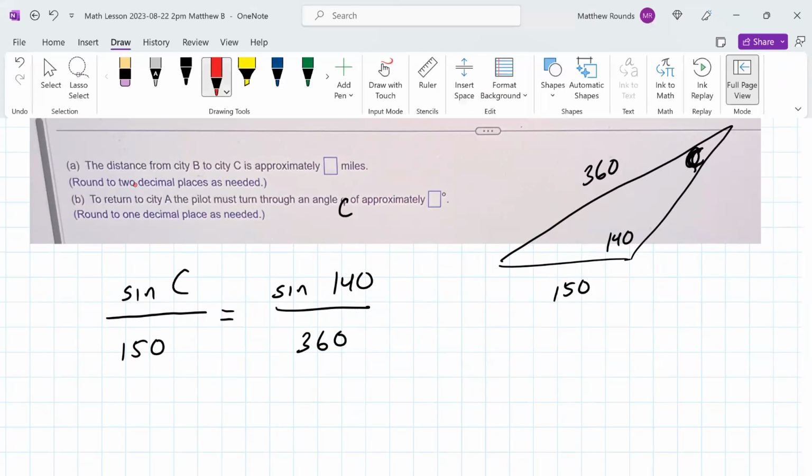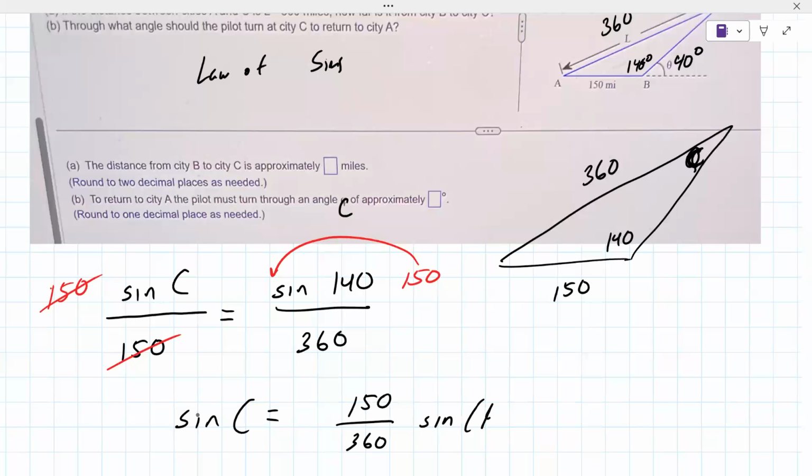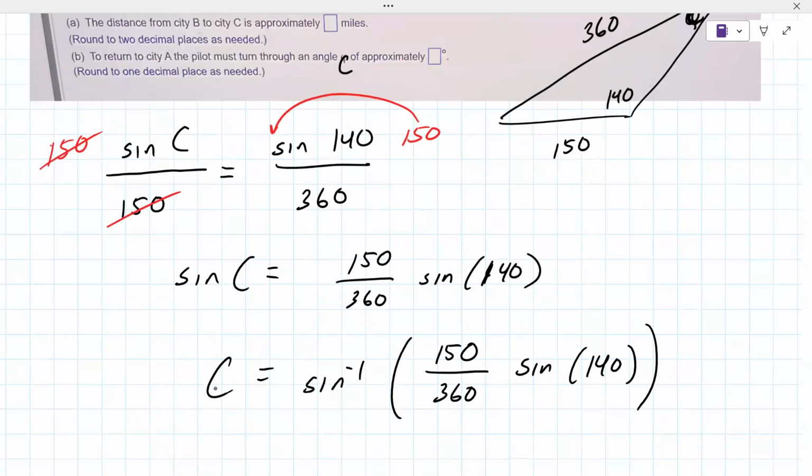So you clear the 150 from both sides by multiplying both sides by 150. And then it kind of actually goes out in front. So it ends up being sine C equals 150 over 360 sine of 140. And then to undo C, or to get to C, you have to undo sine. That's the sine inverse of 150 over 360 sine 140. So this is the answer to part B.